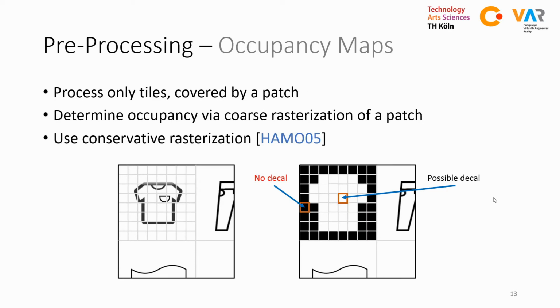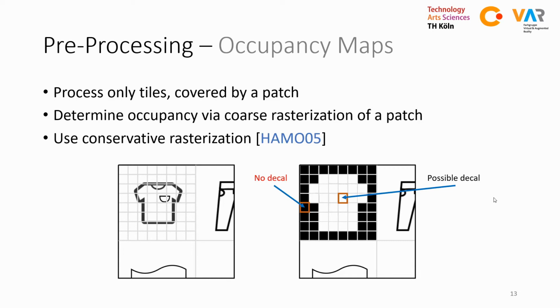The presented baking process performs a lot of redundant work, as it basically renders every single tile in a cell and checks it afterwards for decal occupancy. The total number of rendered tiles can be significantly reduced by first determining which tiles are covered by a patch, as only these tiles can potentially contain decal information. This is done by creating so-called occupancy maps for each patch cell. An occupancy map is created by simply rasterizing a patch in a very coarse resolution which corresponds to the number of tiles in a given cell.